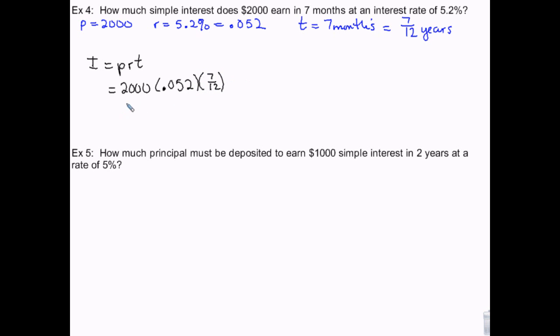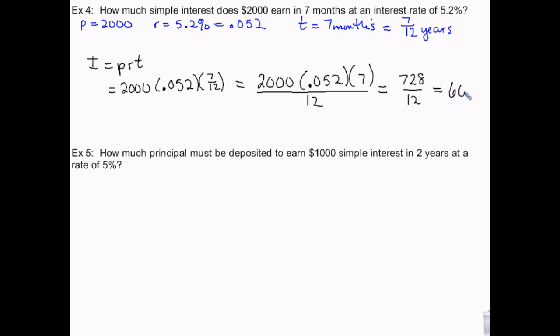And the easiest way to set this up, to make it mathematically the easiest, is take 2,000 times 0.052 times 7 and then divide all of that by 12. These are the same thing. So this is just easier: do all your multiplication first, and then whatever answer you get, you divide it by 12. So I have 2,000 times 0.052 times 7, and that gives me 728, and I'm going to divide that by 12, and $60.67.